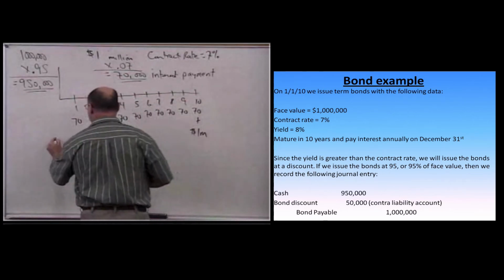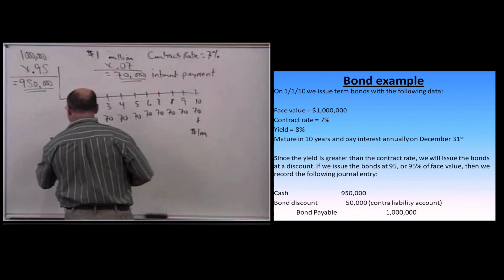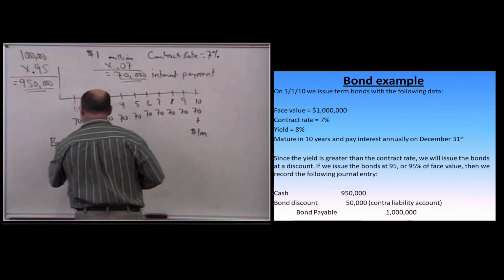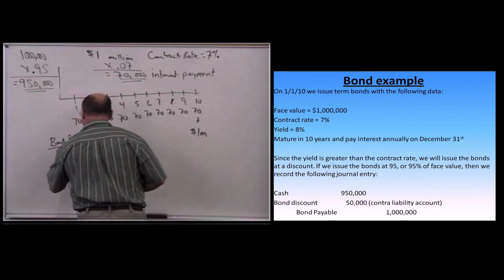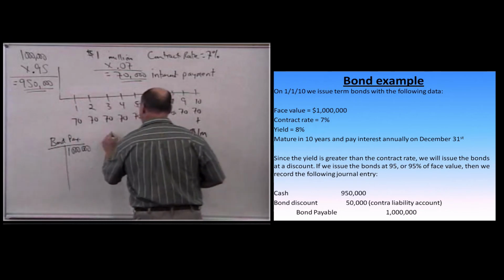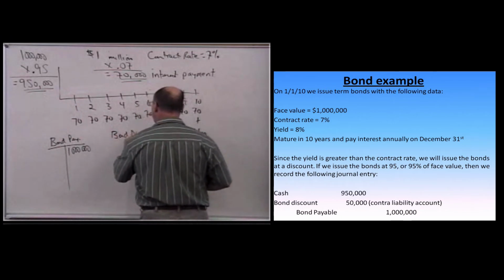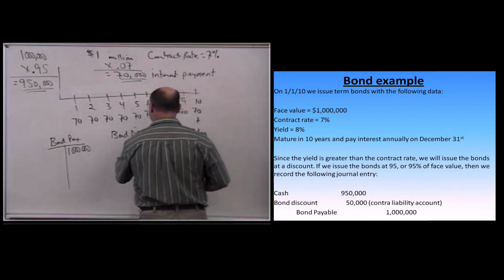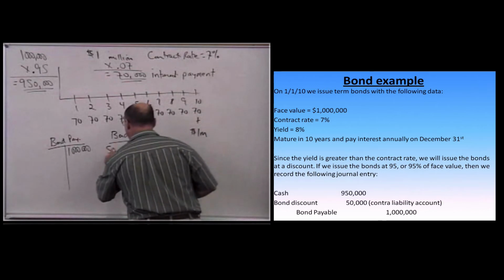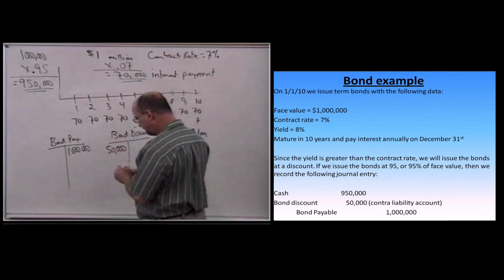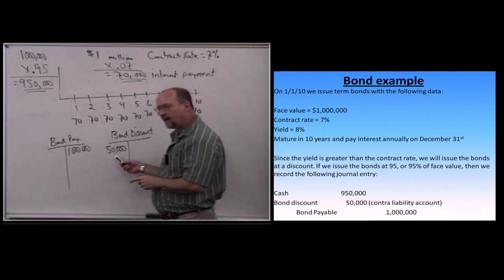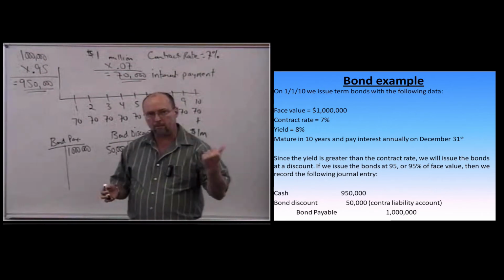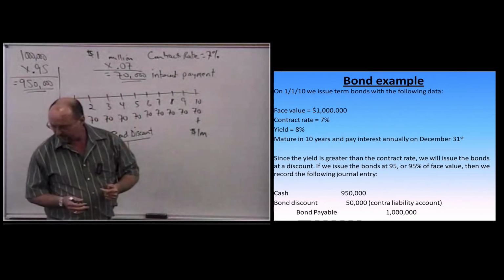And I'm just going to put the T accounts up here. Here's bonds payable, 1 million. And here is my bond discount. And notice that a discount has a debit balance. This is a contra liability. Liabilities have a normal credit balance. This has a debit balance.